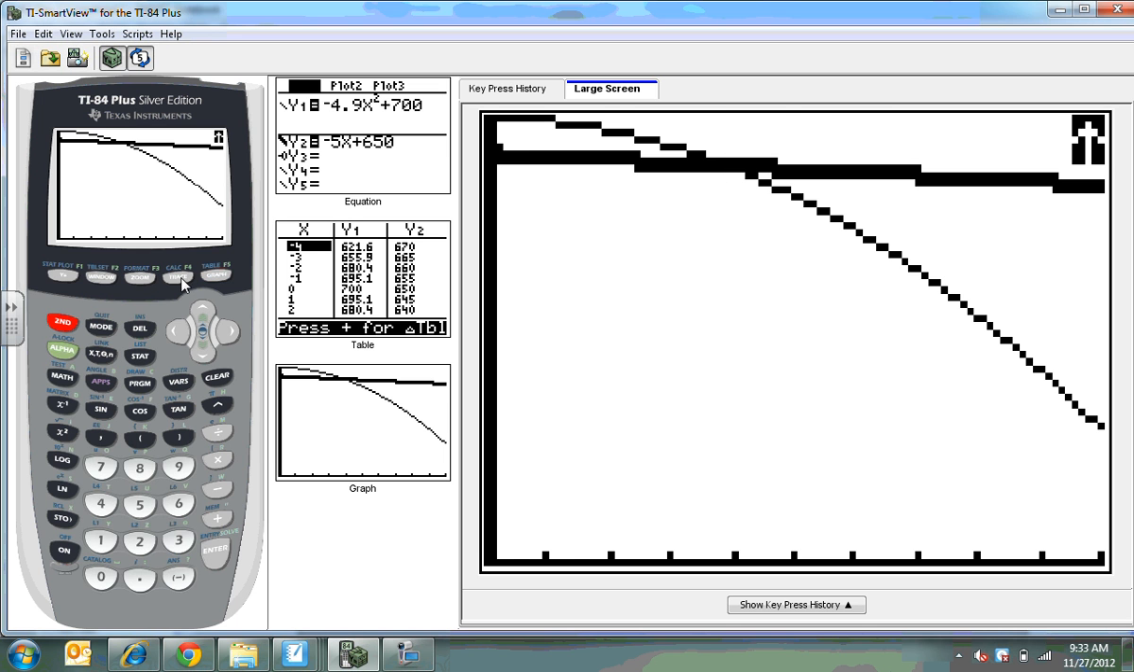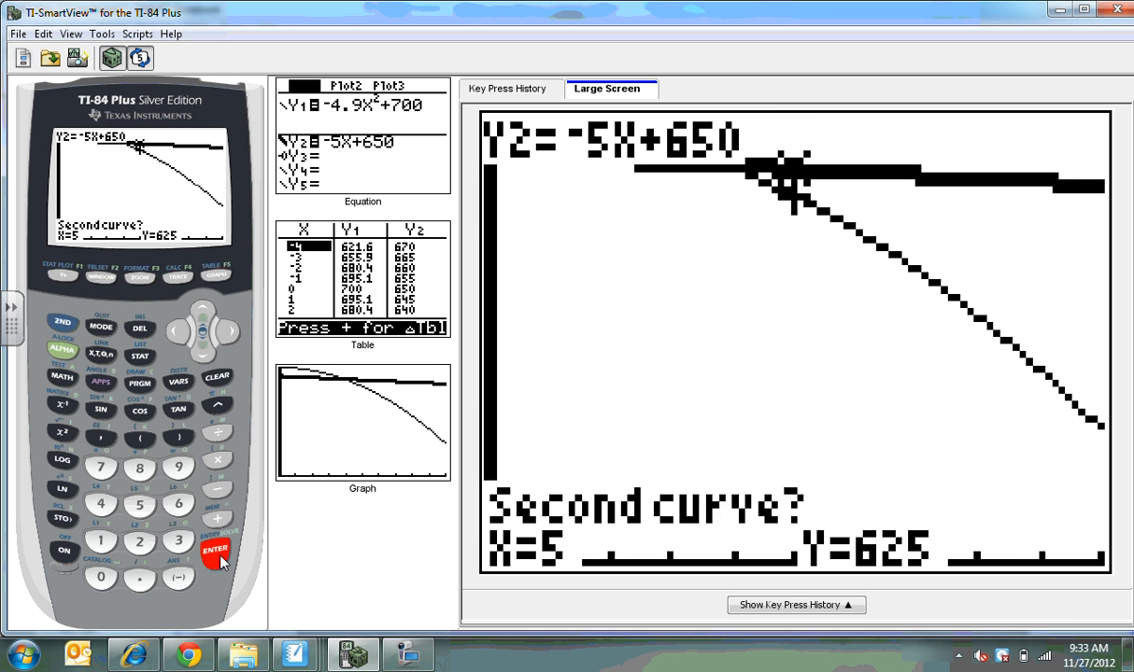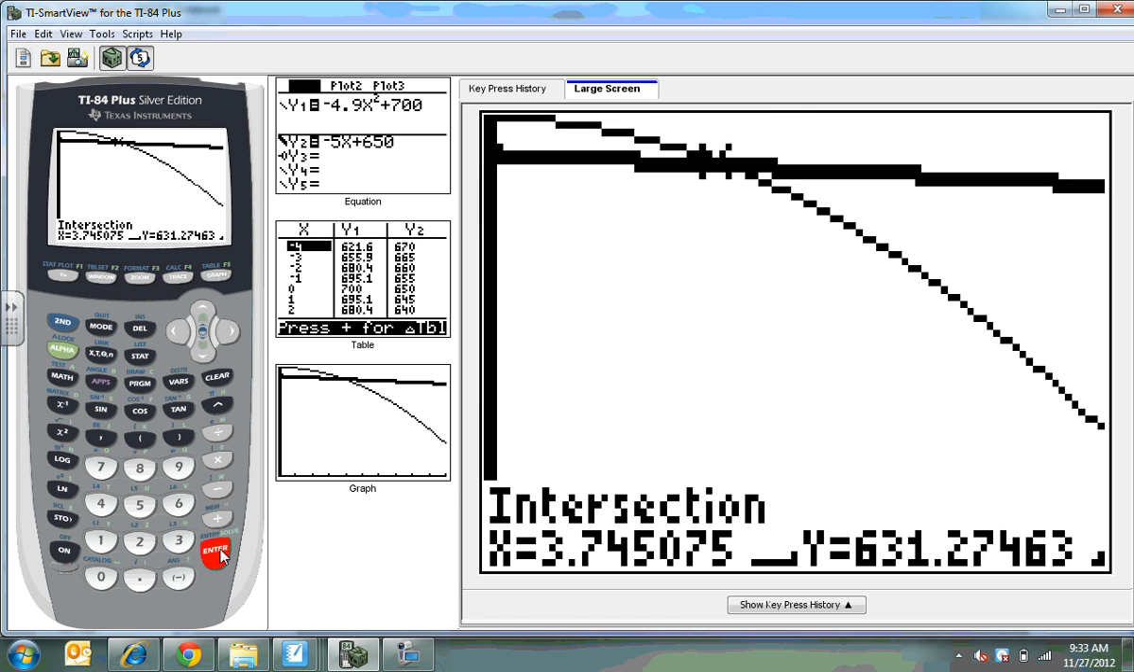So second trace, number 5, enter 3 times, and we get 3.74 and 6.31. So you have to know which represents height, which represents time. Our x represents time and our y represents height. So this means it was 3.75 seconds after they left, and it was at a height of 631 meters.